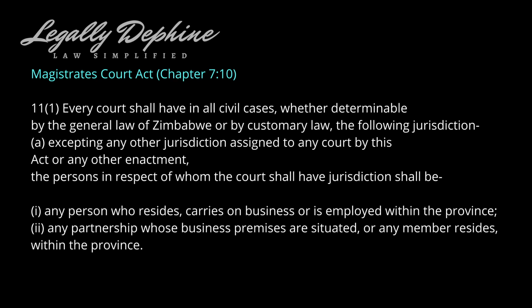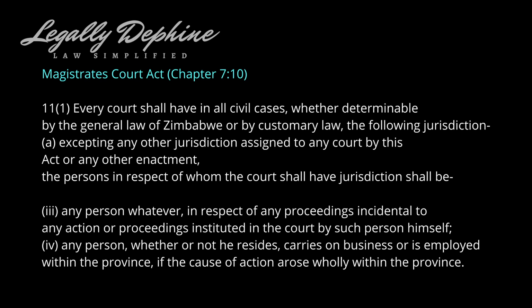Section 11, subsection 1A reads, "Every court shall have in all civil cases, whether determinable by the general law of Zimbabwe or by customary law, the following jurisdiction, excepting any other jurisdiction assigned to any court by this Act or any other enactment: the persons in respect of whom the court shall have jurisdiction shall be any person who resides, carries on business, or is employed within the province, any partnership whose business premises are situated, or any member resides within the province, any person whatever in respect of any proceedings incidental to any action or proceedings instituted in the court by such person himself, any person whether or not he resides, carries on business, or is employed within the province, if the cause of action arose wholly within the province."